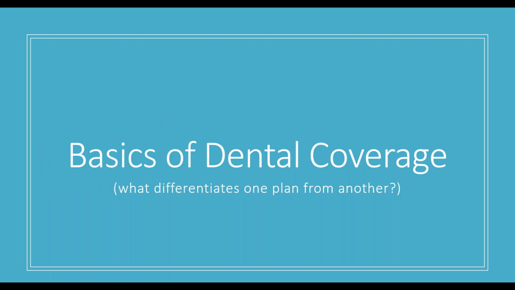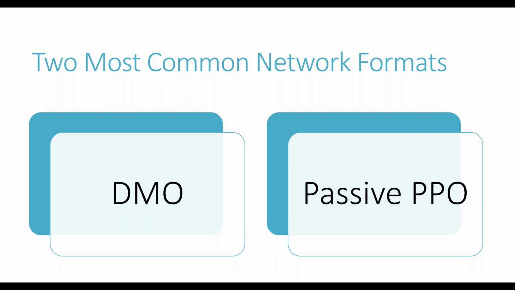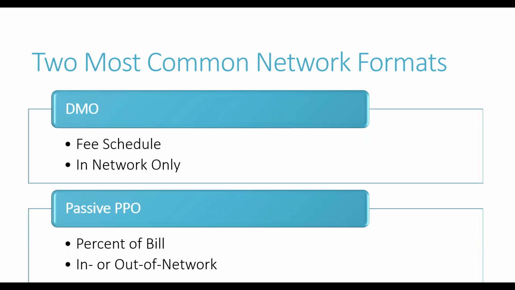So with that, it is important to understand the basics of dental insurance. In other words, what differentiates one plan from another? Well, there are two common types of dental plans. One is called a DMO, or Dental Maintenance Organization. Think of it as a dental HMO. Another is called a passive PPO.